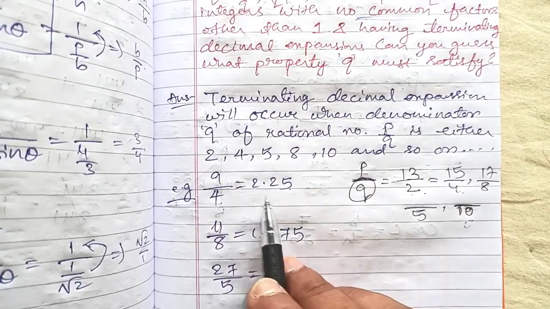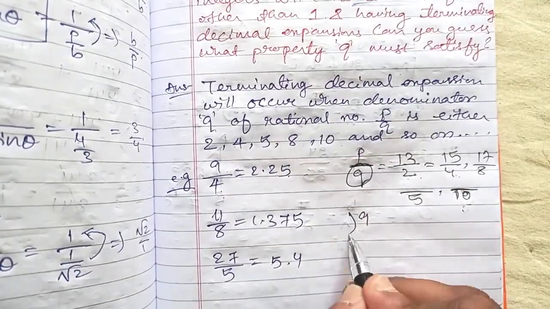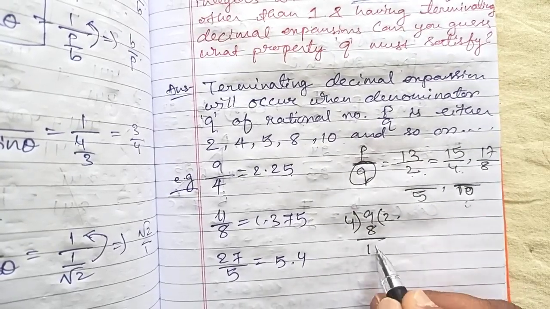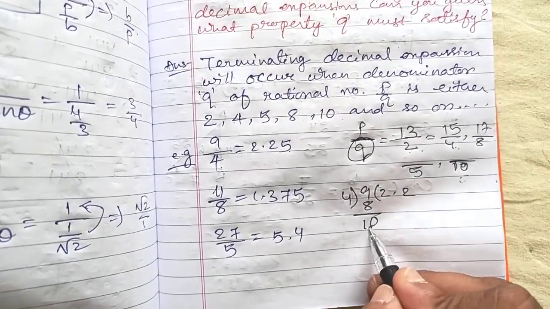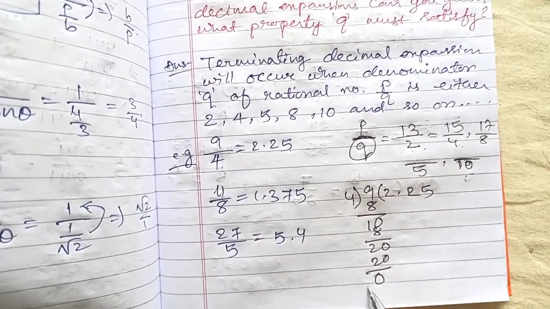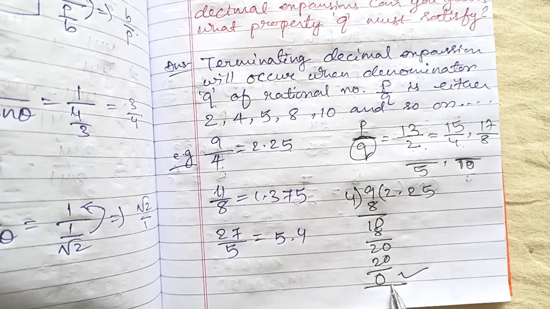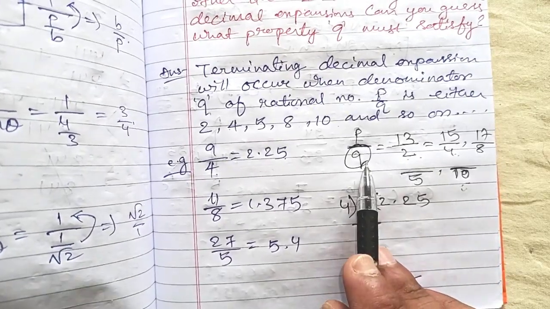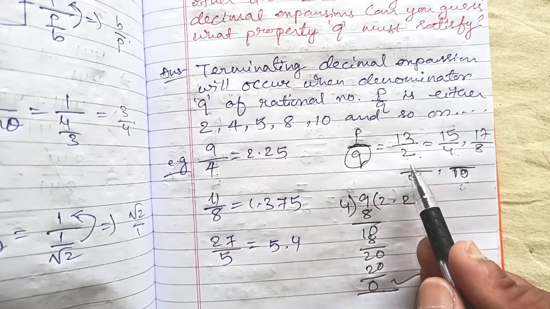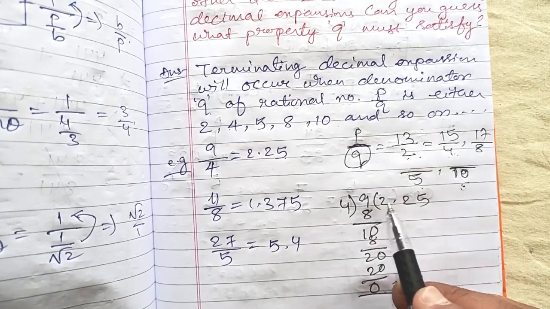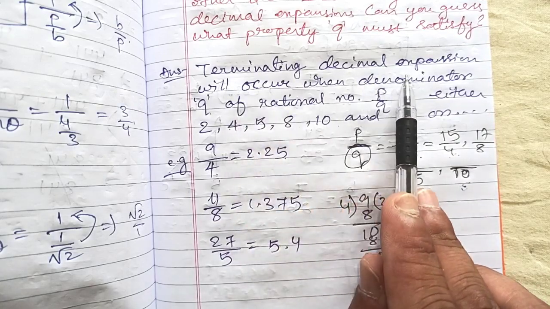That means when we divide, suppose I divide 9 by 4: 4 2s are 8, 1 carry, decimal, 10, 4 2s are 8, 2, 20, 4 5s are 20. So it is a terminating decimal because the remainder is 0. So whenever the denominator q represents 2, 4, 8, 5, 10, then only we can say it will be a terminating decimal expansion.